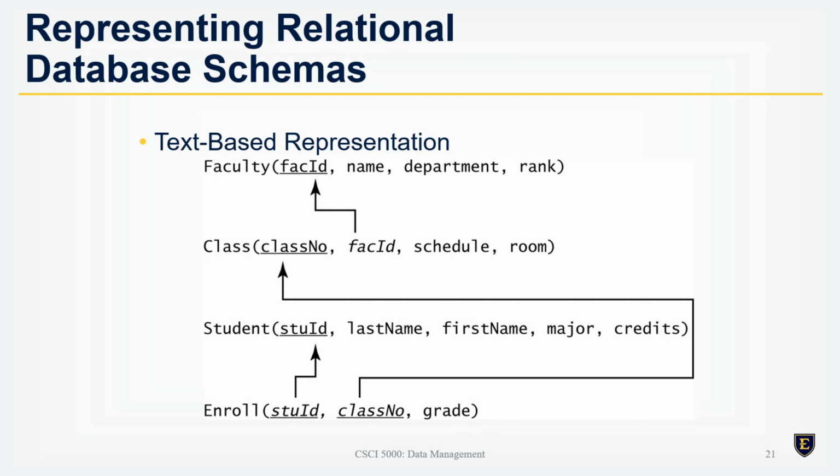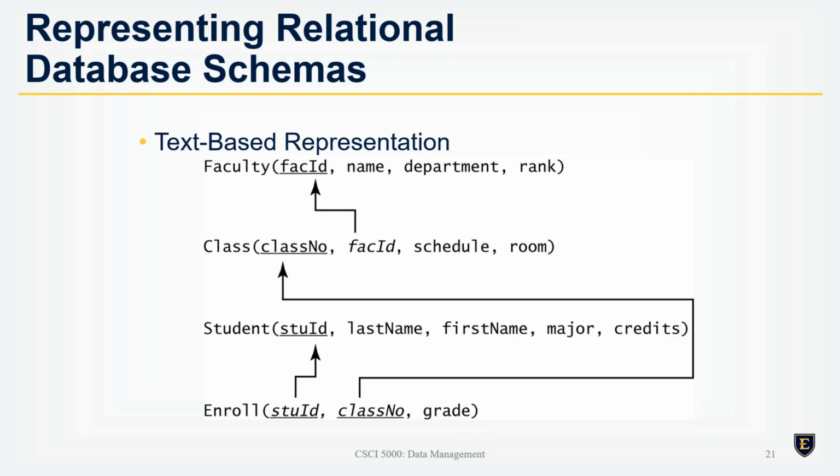Student ID in the enroll table references the student ID in the student table. Class number represents the class, and it points to or references the class table through the foreign key class number, and it points to the primary key class number in the class table. Together, student ID and class number in the enroll table is the primary key. So in this case, we have one primary key that has two columns. It's called a composite primary key.